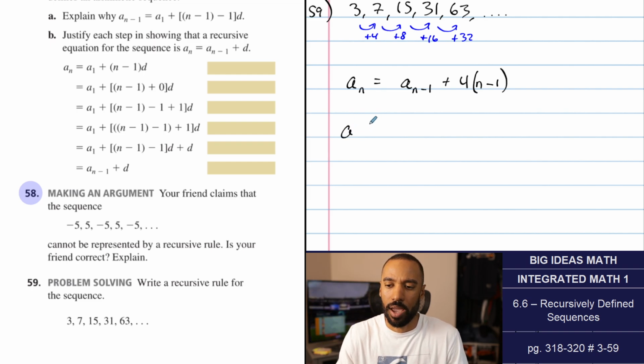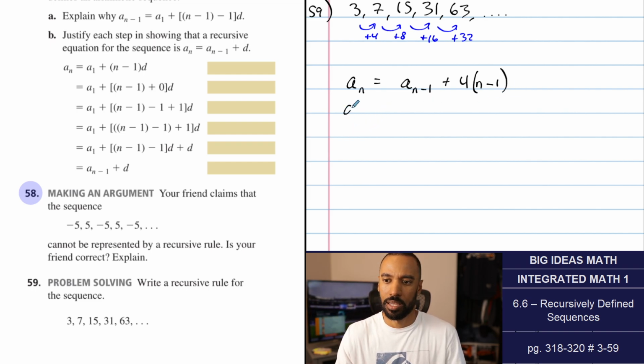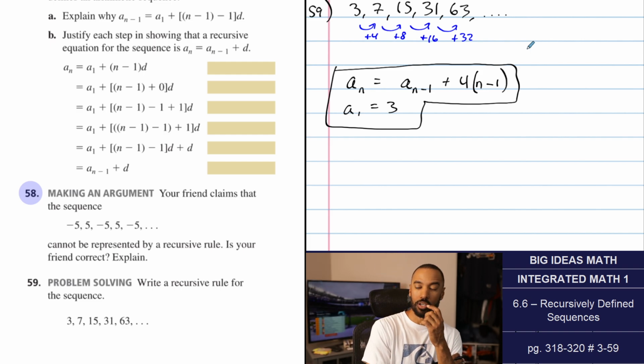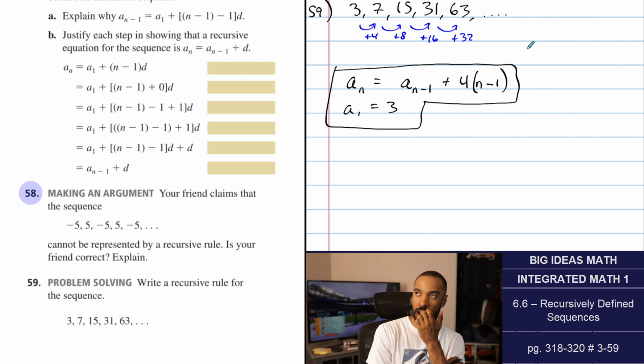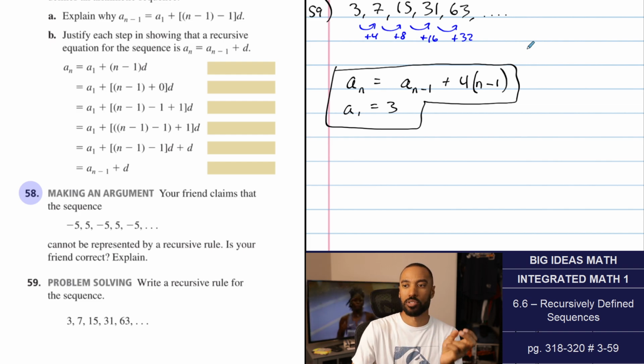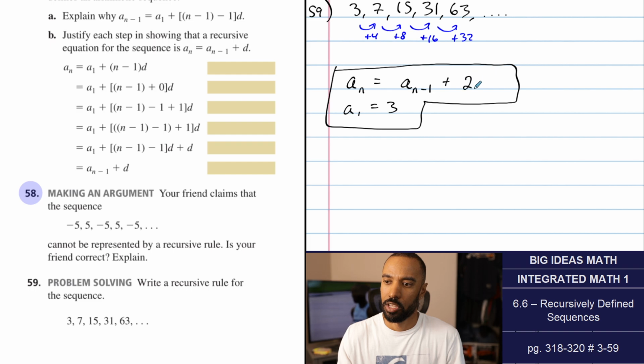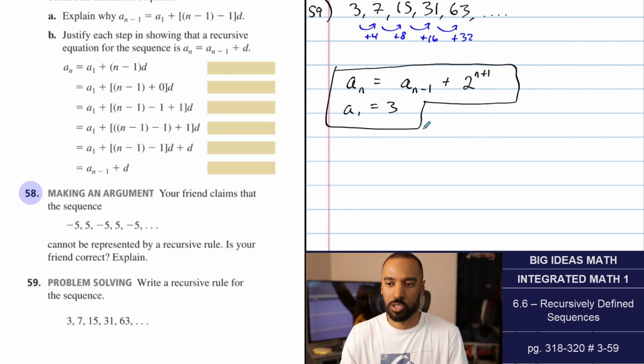And the first term is 3. Now let's see if that actually does work out. Oh no, it's not just 4. You're not increasing by 4s. These are powers of 2. This is 2 squared. Let's do this again. This is 2 to the second power. I have to do n plus 1, I guess. The second power and the third power. Okay, let's try that. Let's see if this works.